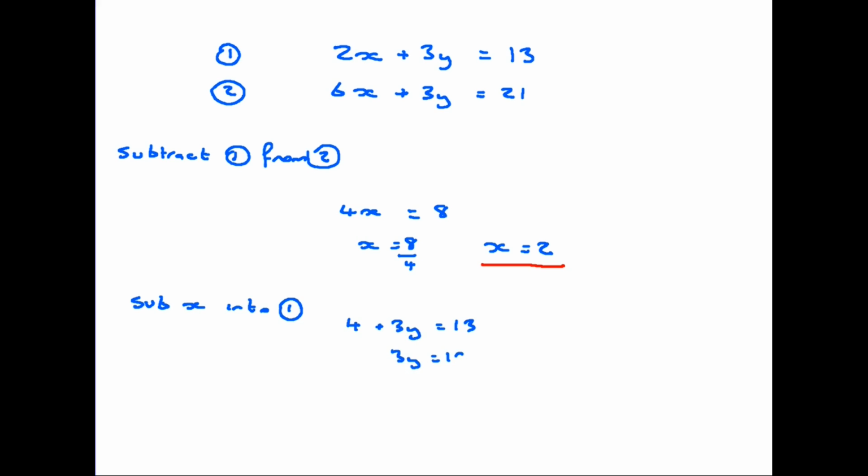3y equals 13 minus 4, therefore 3y equals 9, so y equals 9 over 3, y equals 3. And that is the second part of our answer. So the method is pretty much identical to the first example, except we had to change the initial step that we took in order to eliminate the y.